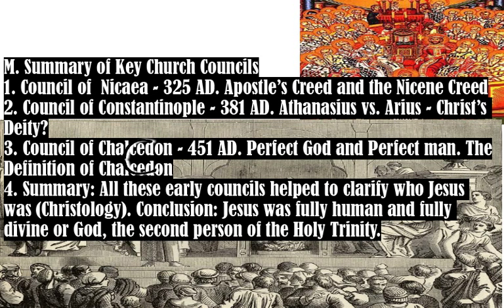Here is a summary of the key church councils. We have the very first Council of Nicaea in 325 A.D. They gave us the Apostles' Creed, or the Nicene Creed. Then we have the Council of Constantinople in 381 A.D., which called the question of Christ's deity. Athanasius versus Arius. Is Jesus God, or is he just a man? Then we have the Council of Chalcedon in 451, that Jesus is indeed perfect God, yet a perfect man.